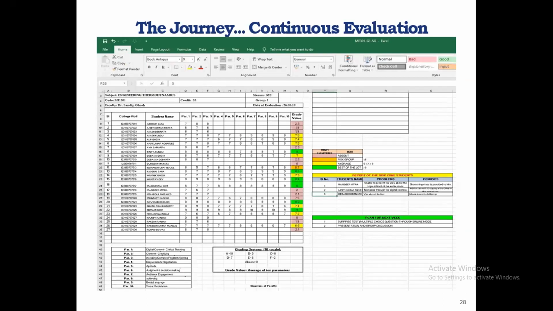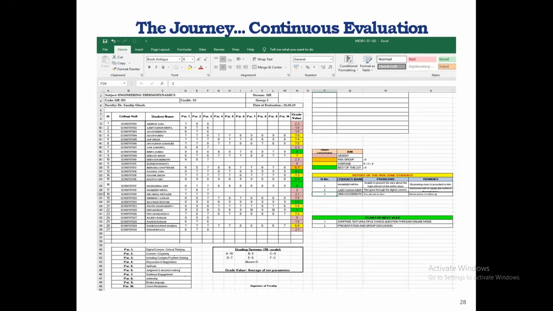So this was a sheet that we generally use to identify the slow and fast learners, in the perspective of continuous evaluation in various parameters. The parameters mostly cover how you make digital content, how you pitch the digital content in the class, how you present in the class, what your body language is, what your aptitude skills are.